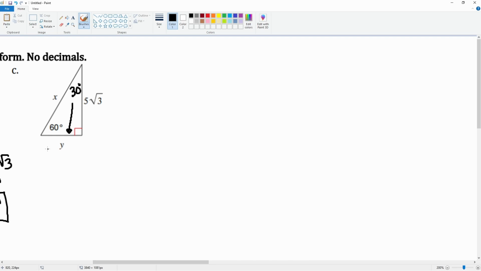Okay? And then part C, if we know that that is 60, the other side is 30. Opposite to the 30 is going to be the short leg. Opposite to the 60 is the long leg. Opposite to the 90 is the hypotenuse. Our two equations here: hypotenuse is equal to short leg times 2. And then the long leg is equal to the short leg times radical 3.